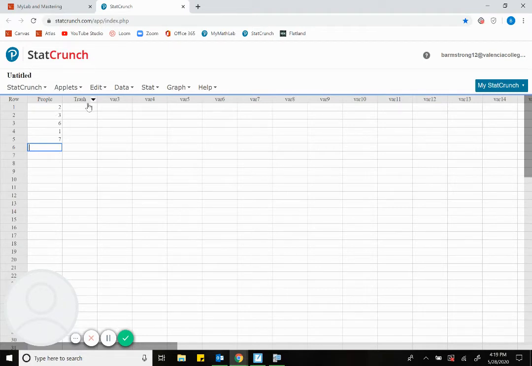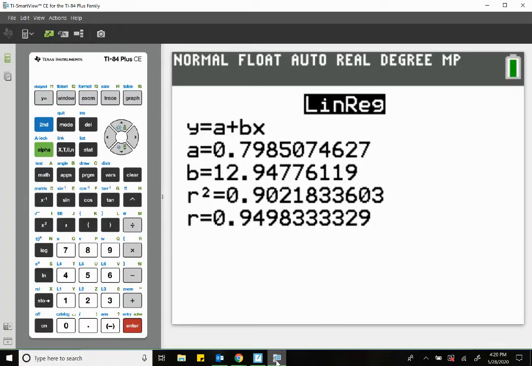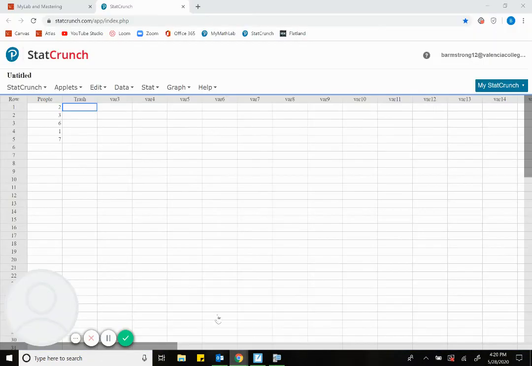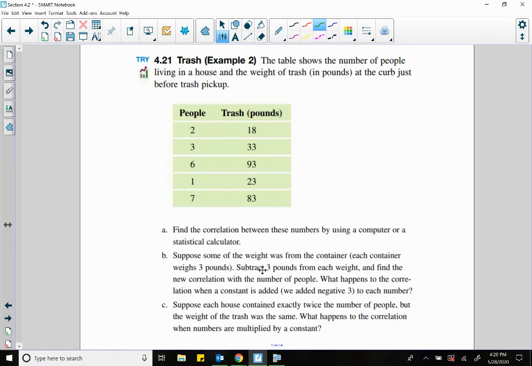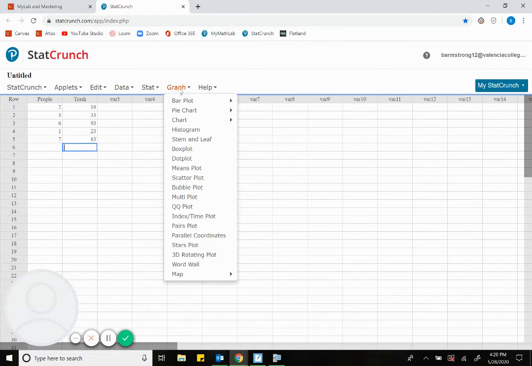23617. And then over here, we're going to put in the trash, which was 1833.93. Oops, wrong thing. 1833.93. And then we had 2383. Okay? So what we want to happen now is we want to run a linear regression on this.